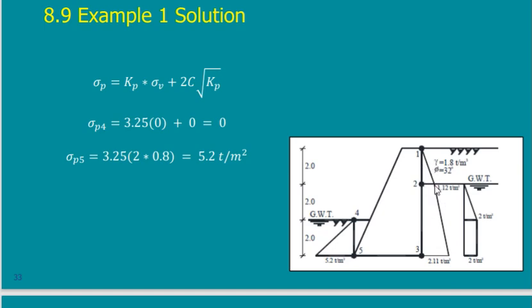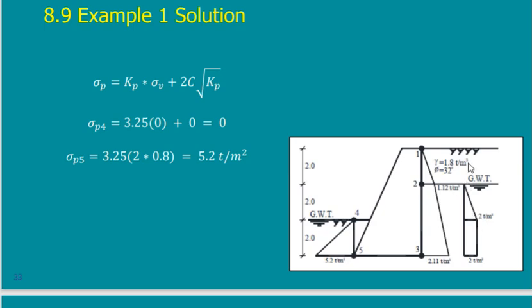This triangle and this triangle are the effect of soil. Where is the effect of water? We did not take it into consideration. We have to take it into consideration. What is the effect of water? At this point, this is the start of the water, so it is 0. If I go down, I went down 2 meters. So 2 meters multiplied by gamma water, which is 1, so the stress will be 2.